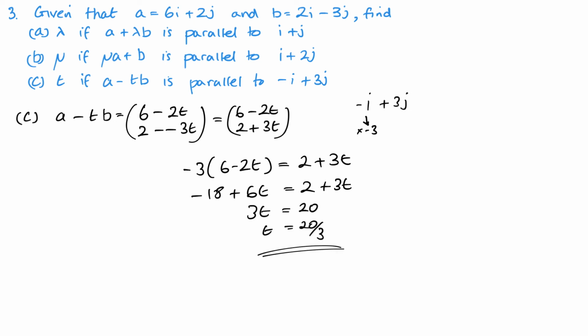Now, you can double check all 3 of your answers. If you use this and substitute back into your i and your j, you should see, in this one, they should end up being the same value. In this one, your j should end up twice as big. And in this one, your j should be 3 times as big and positive, whereas your i would have been negative. Okay, so just use that to double check.